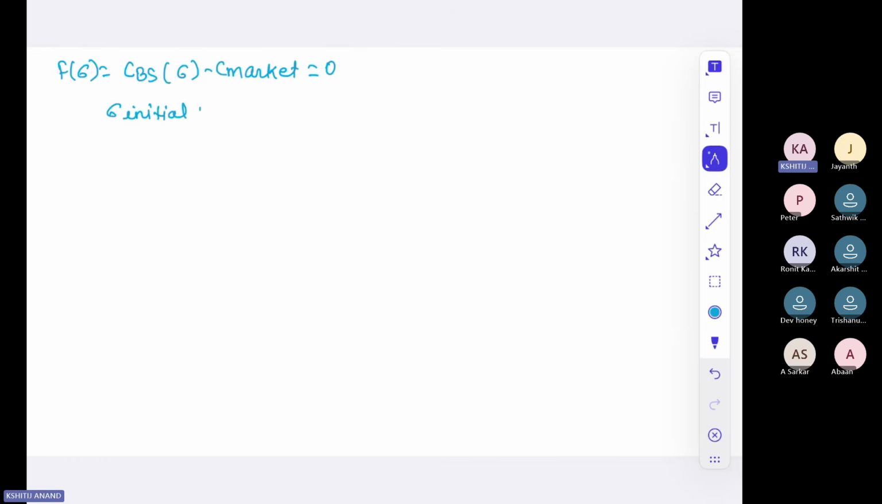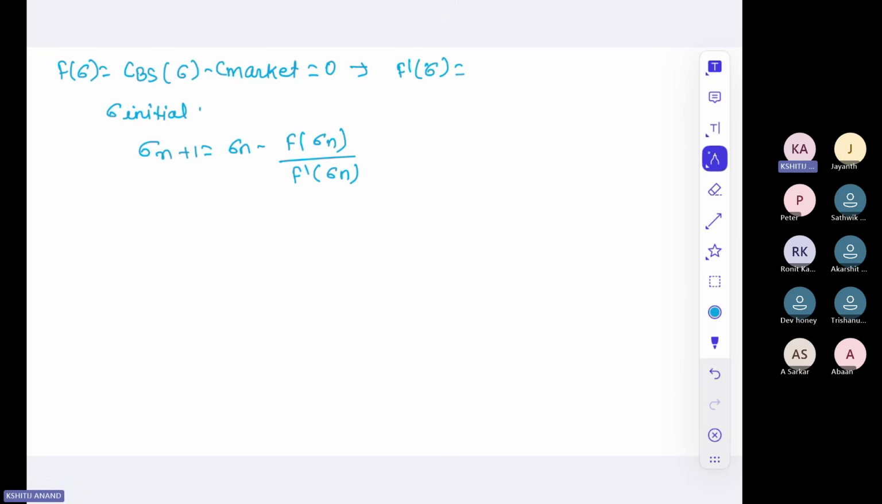Just like the Newton-Raphson method, you will be updating sigma n plus 1 as sigma n minus f of sigma n divided by f dash of sigma n. Now let's talk about f dash of sigma n. What is f dash of x? So at this point, what is f dash of sigma?